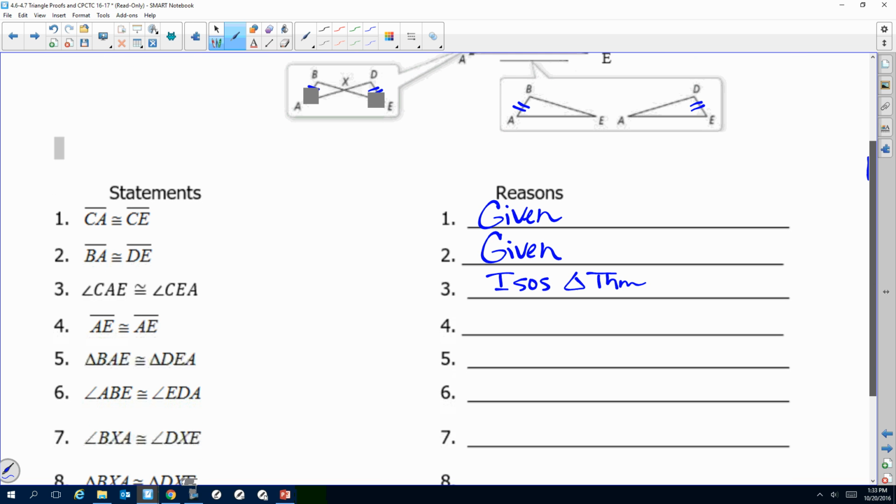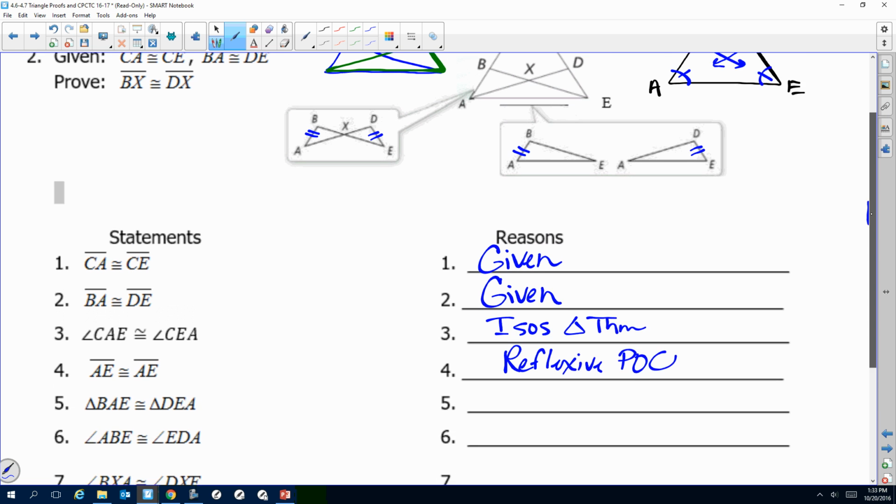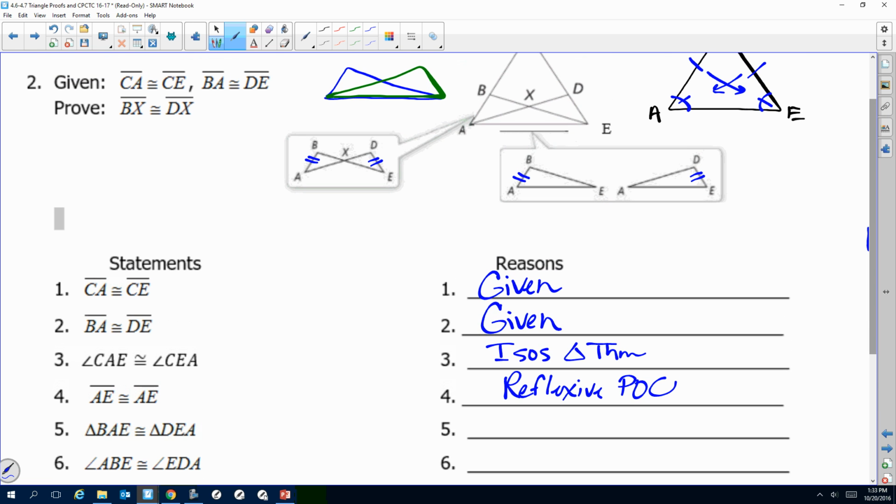Now, look at statement 4. AE is congruent to AE, that is the reflexive property of congruency. Now, I need to mark that. Where is my AE? Right here, bottom 2. So I'm going to put 3 tick marks, because it overlapped right here. Basically, they're trying to show you that those sides overlapped.